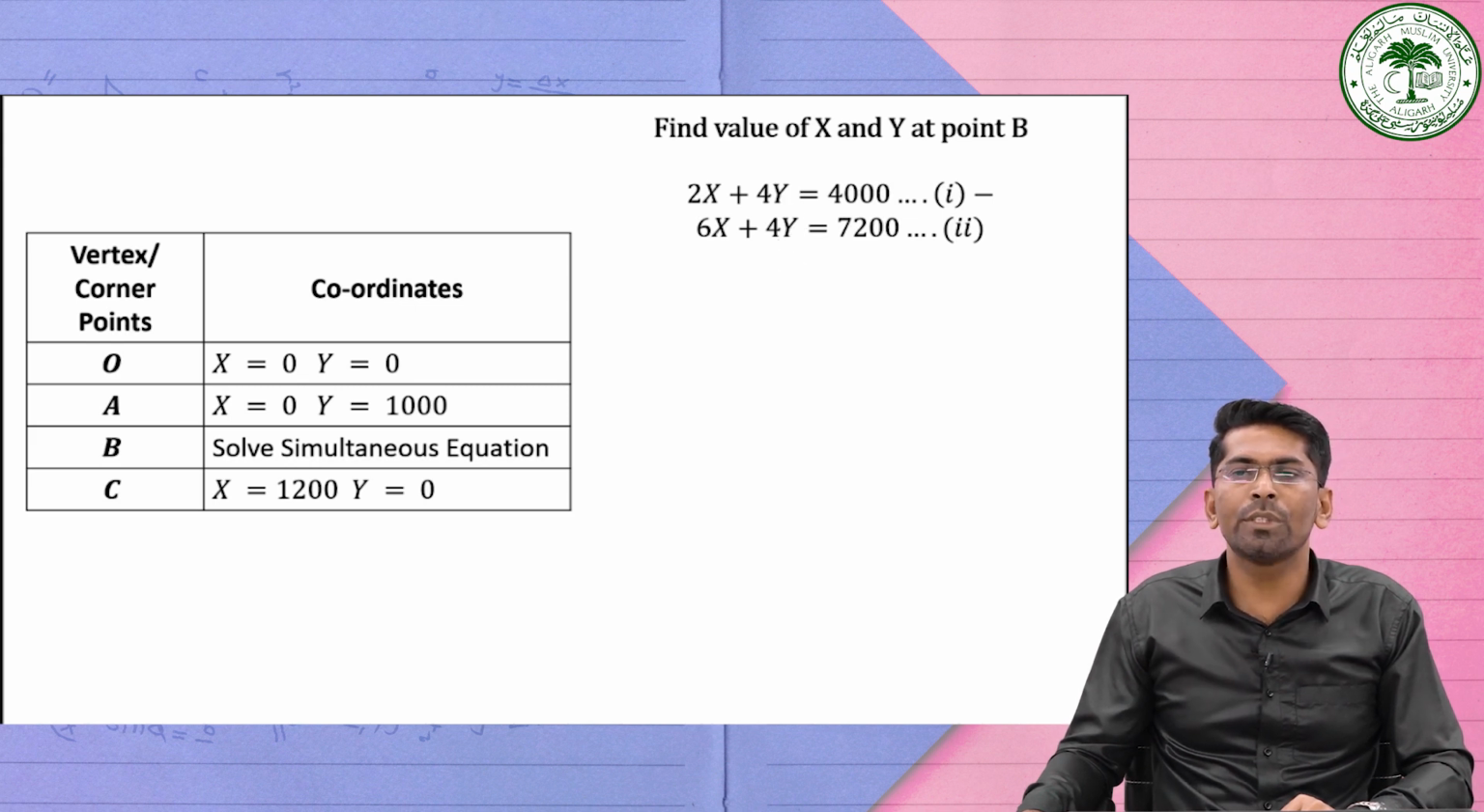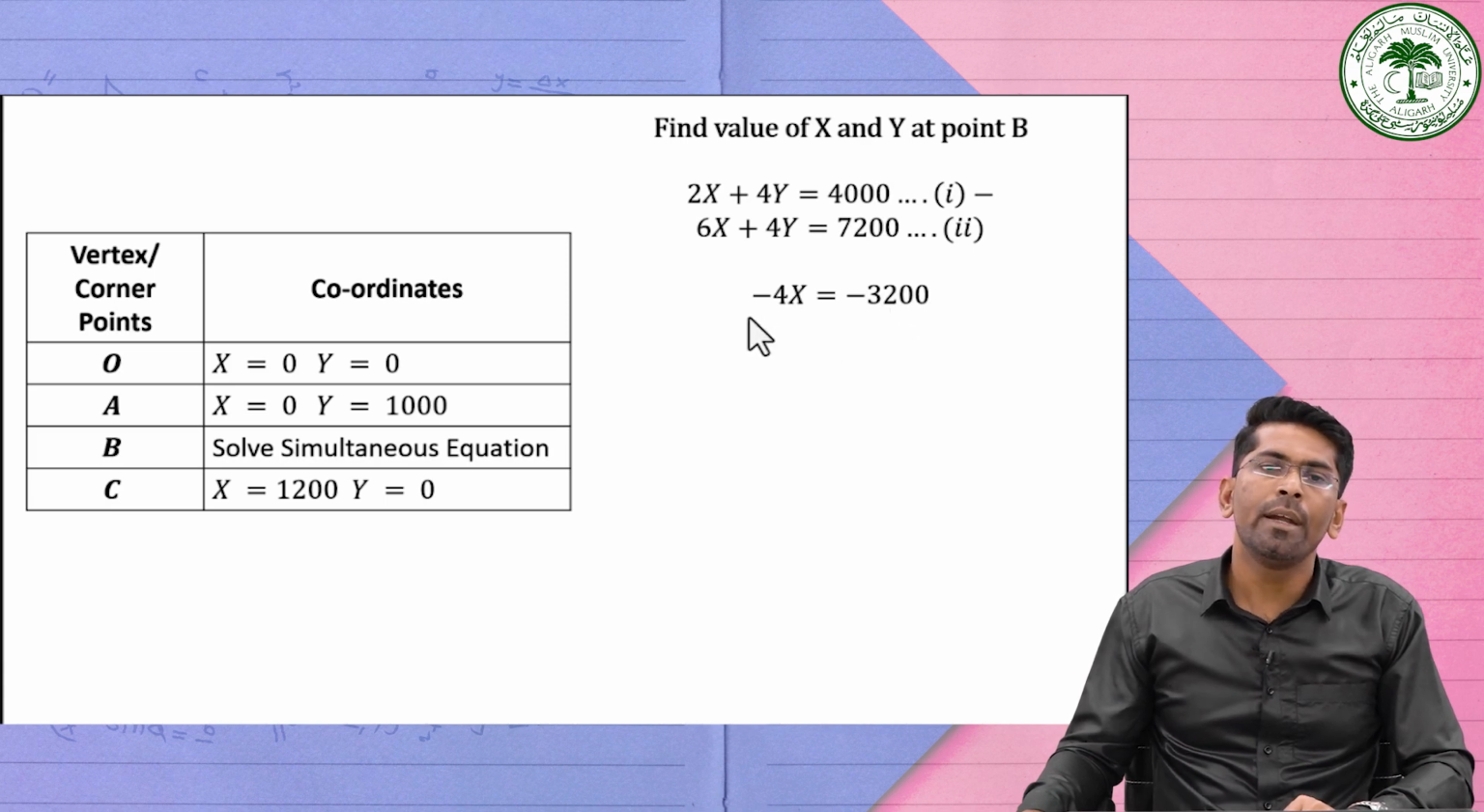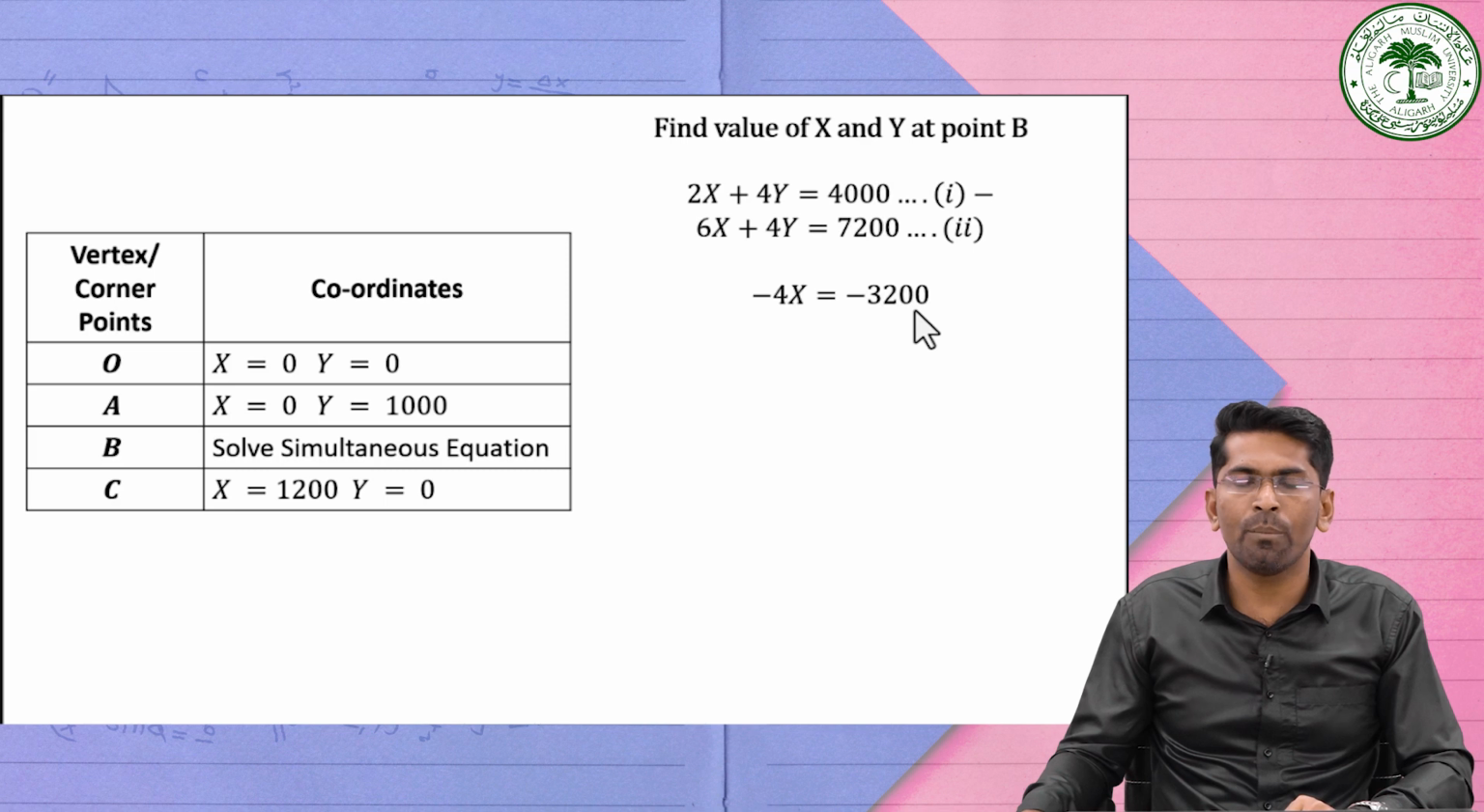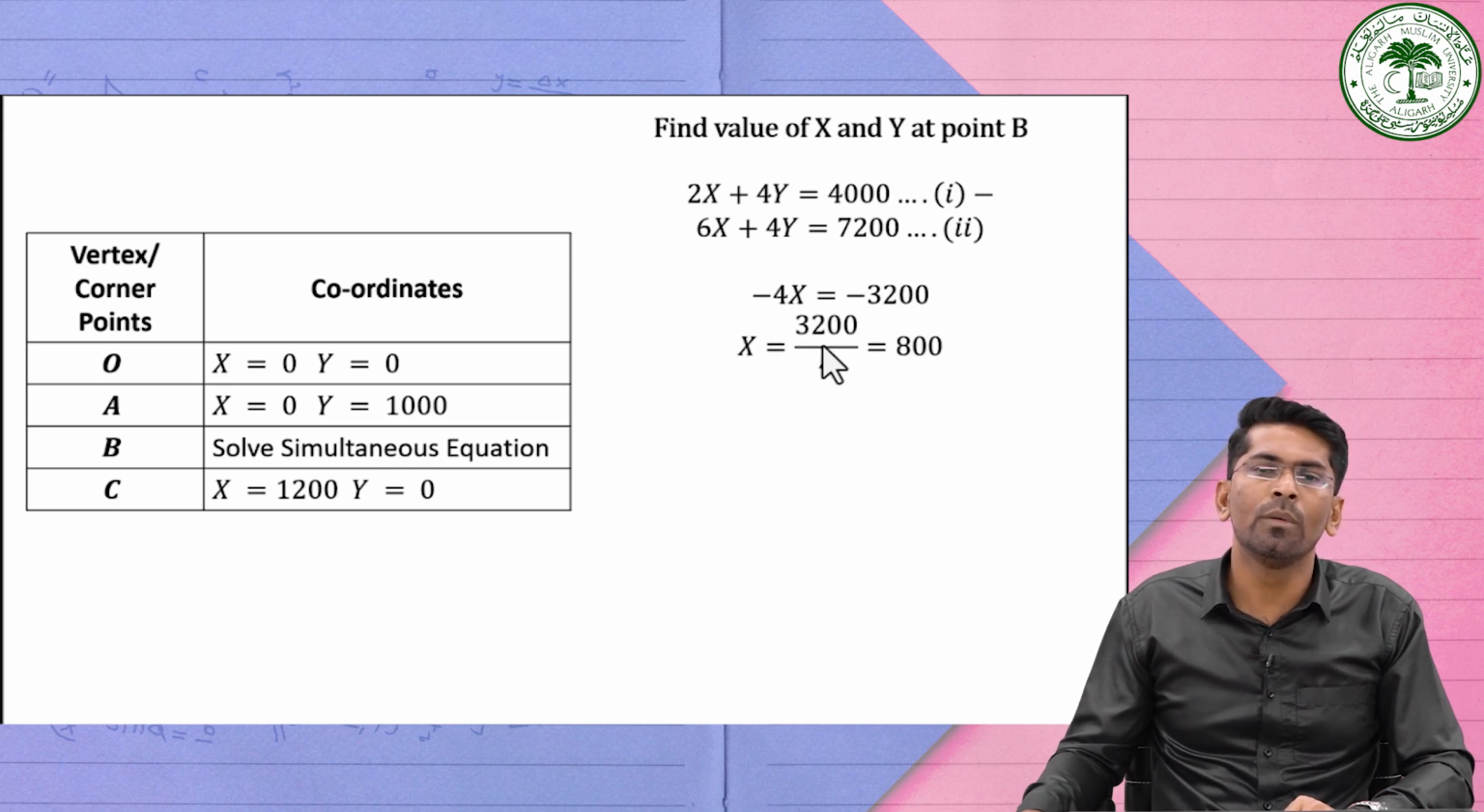So we are going to use the elimination method in order to solve this. If you subtract these two, then 4y minus 4y is equal to 0, then 2x minus 6x, which is equal to minus 4x, is equal to 4000 minus 7200, which is equal to minus 3200. Dividing both sides of the equation by minus 4, x is equal to 3200 divided by 4, which is equal to 800. So here the value of x is equal to 800.